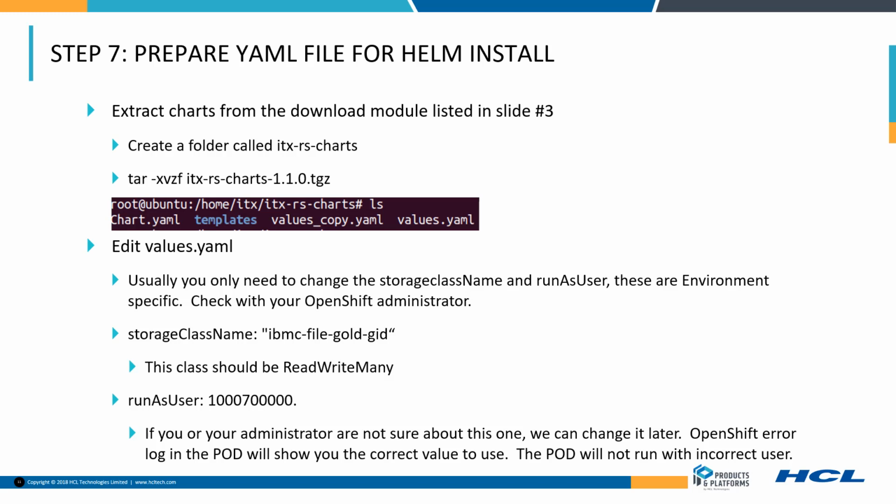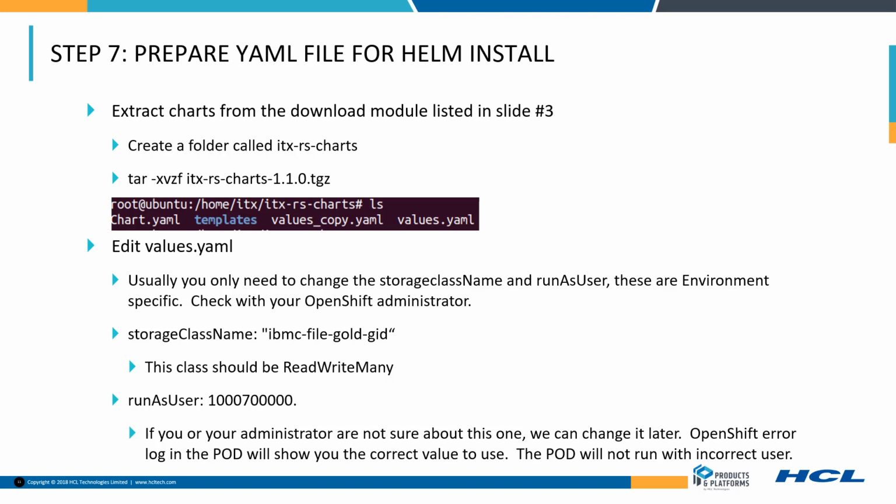The next step is to prepare the Helm chart to replace the values with some default parameters. Most likely, you will need some help from your Kubernetes administrator. Copy the charts folder and its content from the installation module you downloaded earlier. Extract them into your installation folder. You should see an ITX RS charts folder. Make a copy of the values.yaml for backup purposes.